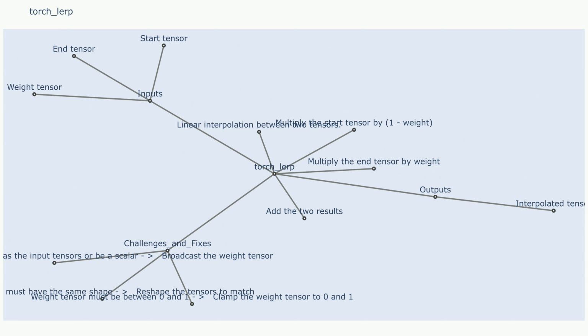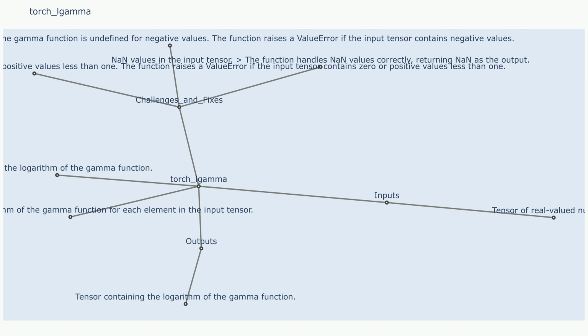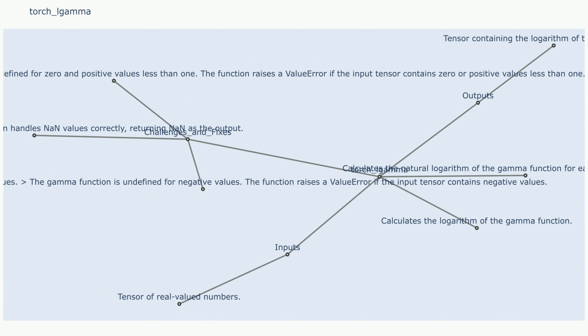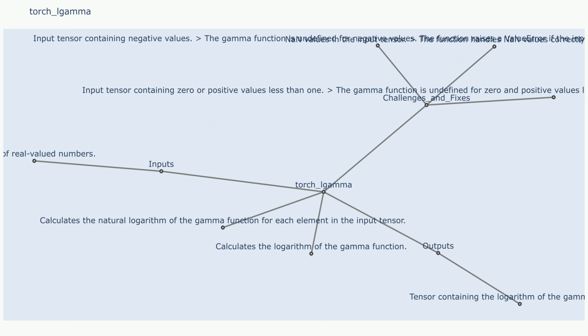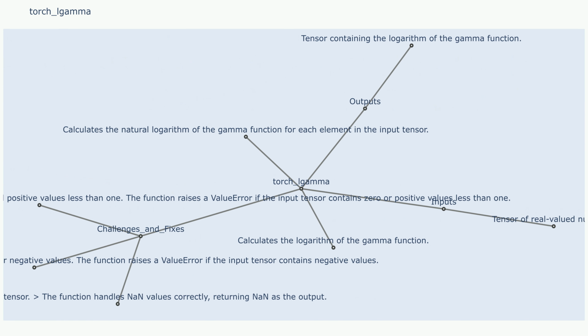YAML. torch.lgamma. Description: computes the logarithm of the gamma function. The gamma function is a generalization of the factorial function to complex numbers. Inputs. Input: a tensor of real numbers. The elements of the tensor must be greater than 0.